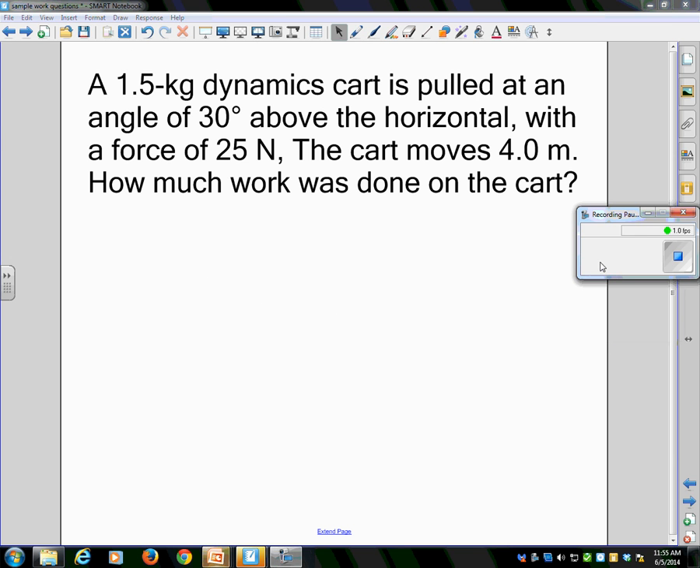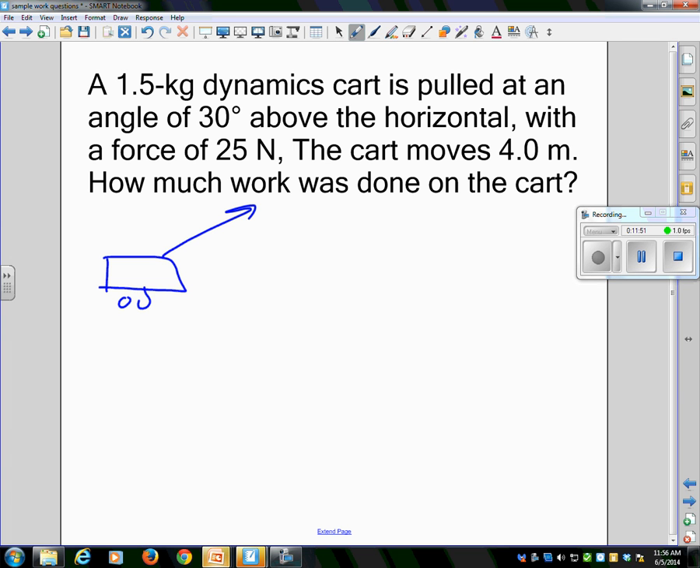A 1.5 kilogram dynamics cart is pulled at an angle of 30 degrees above the horizontal with a force of 25 newtons. The cart moves 4 meters. How much work is done on the cart? Lots. No, you can't just say lots. 30 degrees, right? The distance is 4 meters.